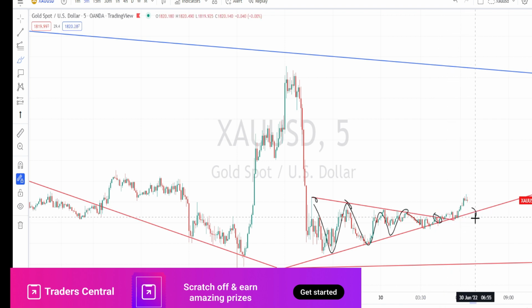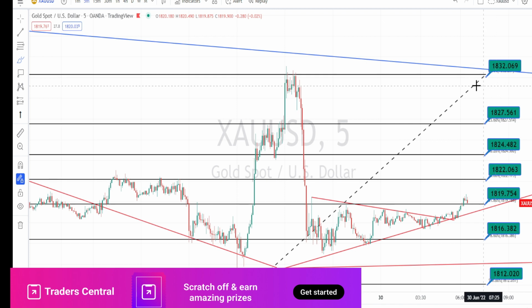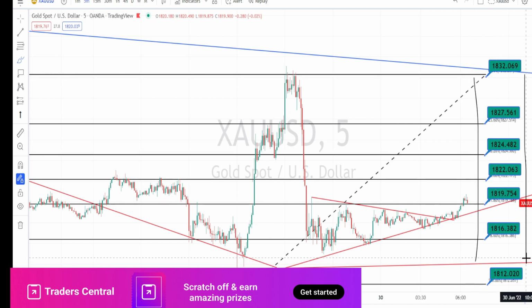As long as this 30 minutes time frame support line is not broken, we can expect the bullish trend to continue in 5 minutes time frame also. Let us mark the support and resistance levels. So the values within this green color boxes are the resistance and support levels for 5 minutes time frame.